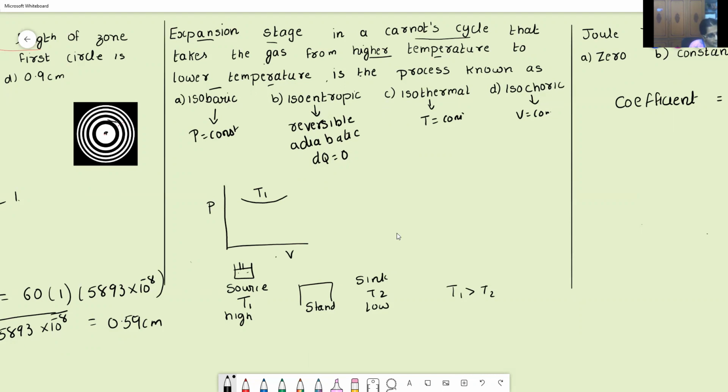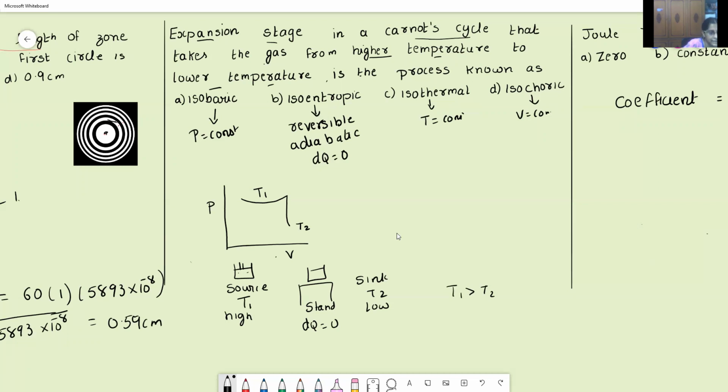Once the gas gets expanded, you keep it on the stand. On the stand, dq is equal to 0. The stand does not give any heat or take heat. Here the gas will still expand and it is going to come down from T1 temperature to T2 temperature. So this is what we are looking at.